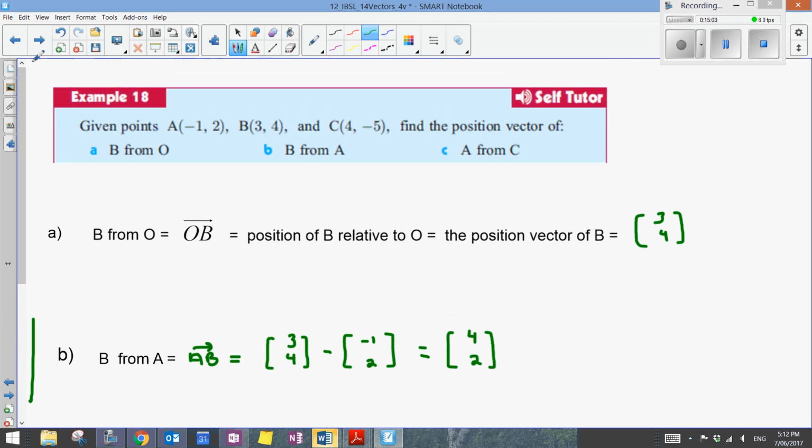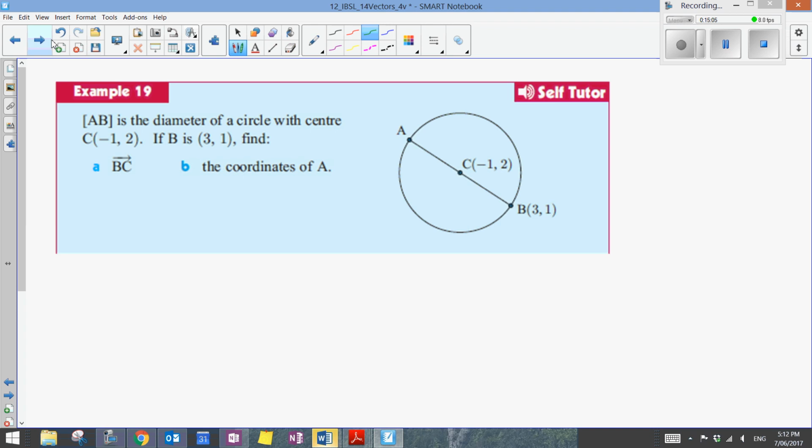All right, we're going to leave you with one question today, and that is, if AB is the diameter of a circle with center C, so here you're given the center C, AB is the diameter, and B is at position 3, 1, find vector BC. So if I'm going from B to C, how could I represent that vector? Just as we did on the last slide. And then if I know this vector from B to C, could I find the coordinates of point A?